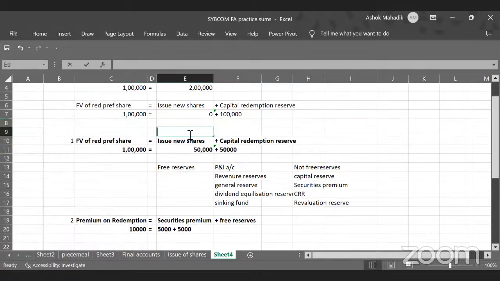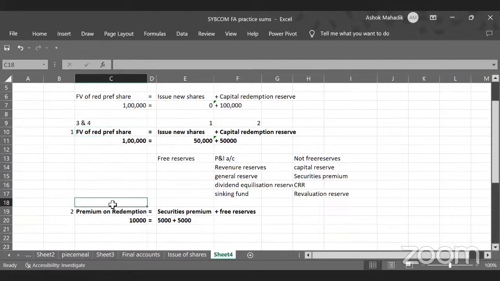So issue of share will be the first entry for you. Then CRR creation will be the second entry. Then for redemption, two entries need to be passed on these two equations. I'll write 3 and 4. So two entries on this equation. Clear? Then number 5 will be premium on redemption. These basic 5 entries will be there, apart from those 3 which I showed you. So shall we start?